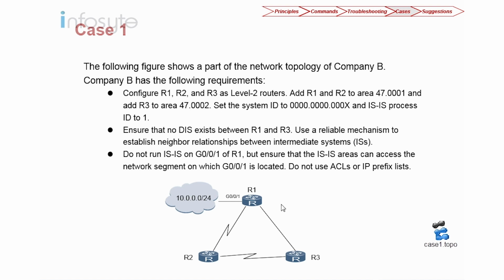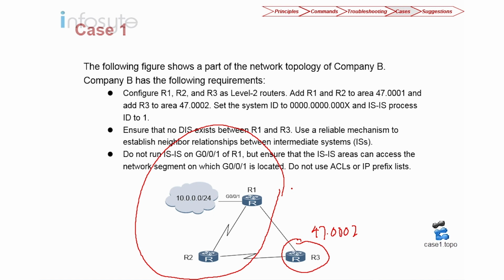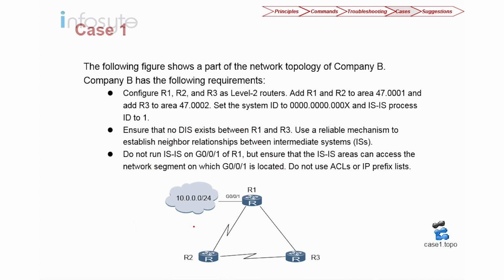For this area we are going to have 470002, whereas for R1 and R2 we are going to use 470001. Let's look into the configuration later on. It's very simple. Just use ISIS and network entity, but remember that they want us to use level 2. For you to do this, you just need to use is-level level-2.